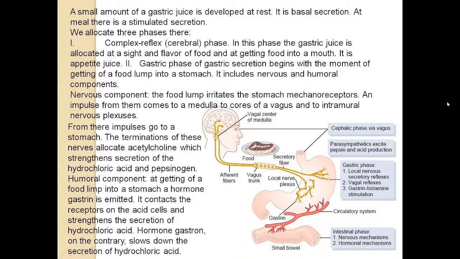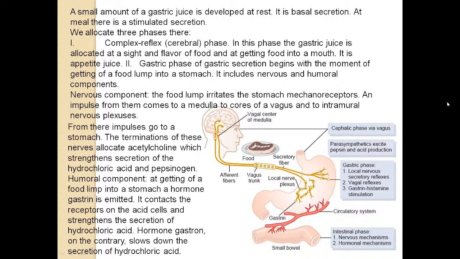Second phase, the gastric phase of gastric secretion, begins with the moment of getting of a food lump into the stomach. It includes nervous and humoral components. Nervous component: the food lump irritates the stomach mechanoreceptors. An impulse from them comes to the medulla through the vagus and to intramural nervous plexuses. From there impulses go to the stomach. The terminations of these nerves allocate acetylcholine, which strengthens secretion of hydrochloric acid and pepsinogen.